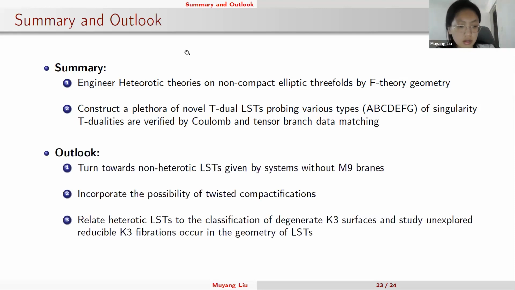And as an outlook of the whole trilogy of work, I listed three possible directions. Namely, one can turn towards non-heterotic little string theory without neighboring NS5-branes in the dual brane picture. One can also incorporate the possibilities of twisted compactification, which comes from the multi-section structures of the modular groups. One can also relate to more general classifications of heterotic little string theory using degenerate K3 surfaces, and this will study the unexplored reducible K3 fibrations occurring in the geometric little string theories we studied so far.